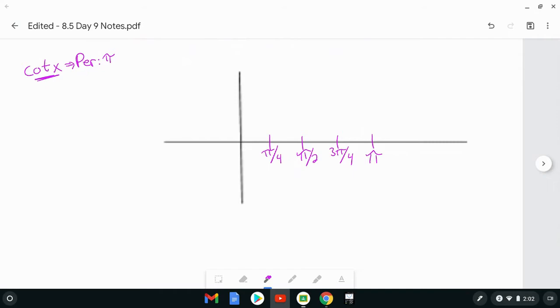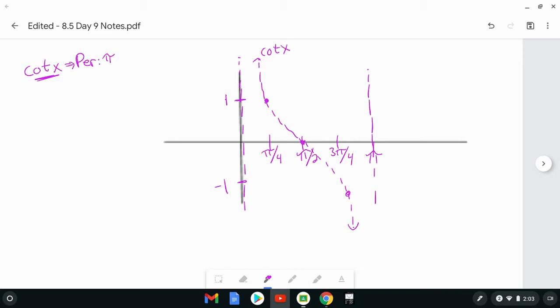So remember, cotangent of x, there is an asymptote on the y-axis. There's an asymptote at pi. And then the cotangent graph is up at 1. And at -1, we start high, go through at pi over 2, end low. So this, again, is the graph of cotangent of x.